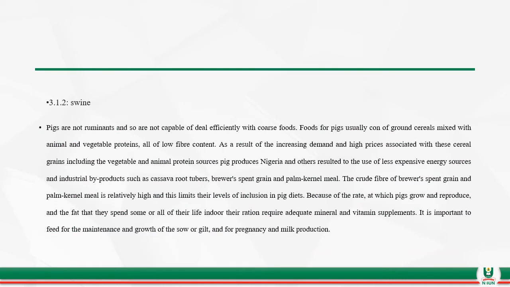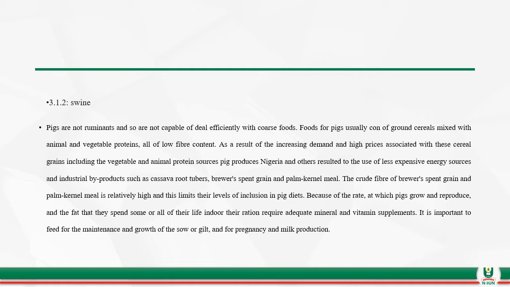In swine, pigs are not ruminants and so are not capable of dealing efficiently with coarse foods. Foods for pigs usually consist of ground cereals mixed with animal and vegetable proteins, all of low fiber content. As a result of the increasing demand and high prices associated with these cereal grains, including the vegetable and animal protein sources, pig producers in Nigeria and other countries resort to the use of less expensive energy sources and industrial byproducts such as cassava root tubers, brewers spent grain, and palm kernel meal, among others.